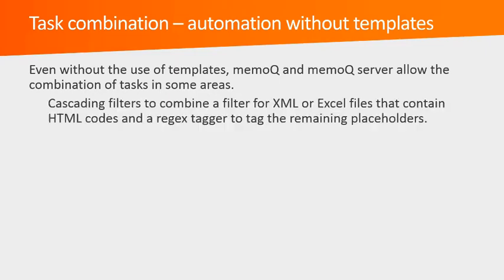combined. And one of them would be, for example, the cascading filters, so adding several filters to one file. I'll have an example on one of the next slides for you. My example would be I have an XML file or an Excel file which contains something other than XML or Excel text, namely HTML codes, and also some other placeholders which I want to convert into tags.